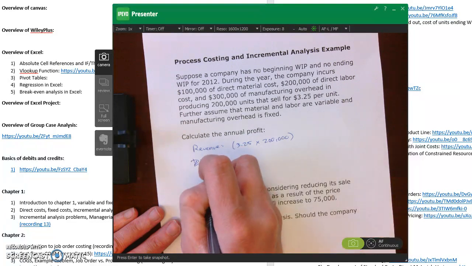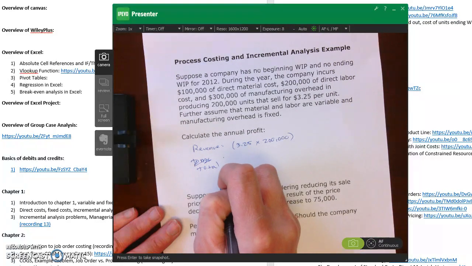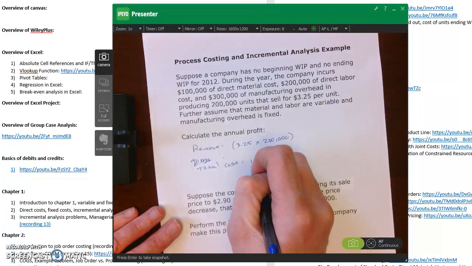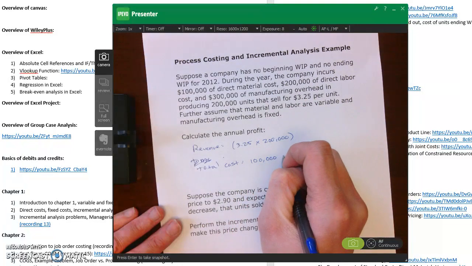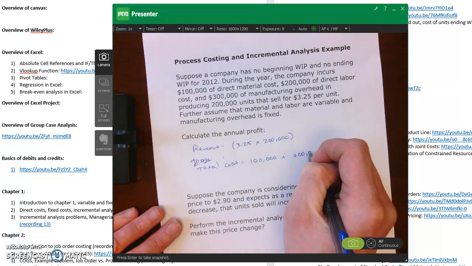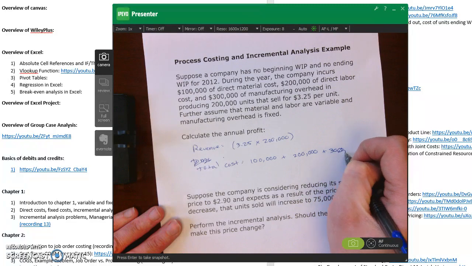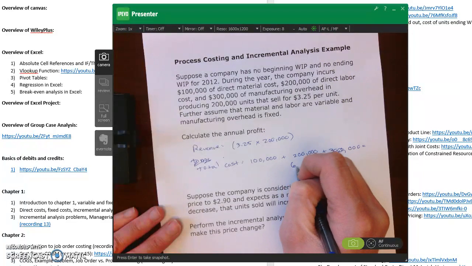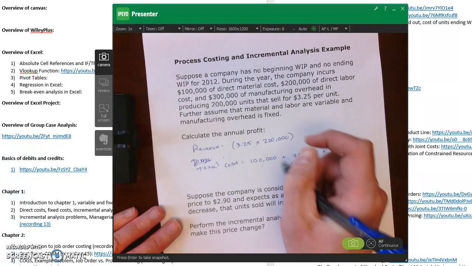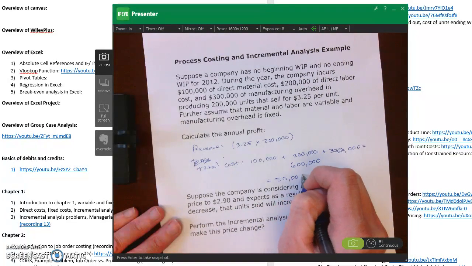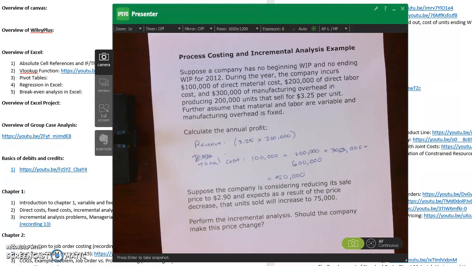Well, I'm just going to cross that out. It would be easier. I'm going to say my total cost will be equal to my 100,000 plus my 200,000, okay, plus my 300,000. Total cost is 600,000. So revenues minus total cost gives you a profit of 50,000 when you work out the math. Okay.